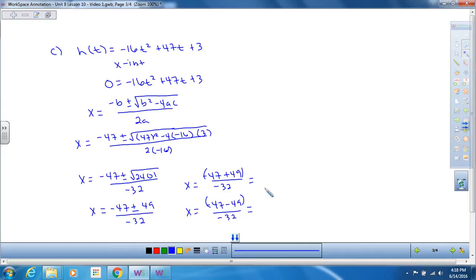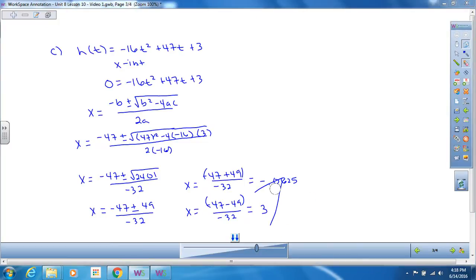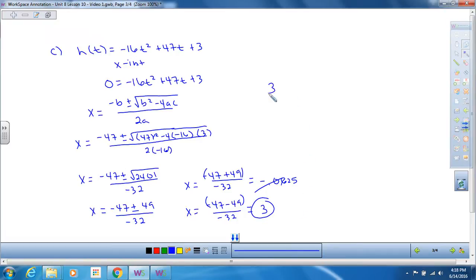So here I get negative 0.0625, and then I get 3. Well, the question was, how long will the ball be in the air? So does it make sense to have a negative answer for time? No. So I'm going to cross that one out. The only one I'm going to accept is 3. So when you have word problems, sometimes you have to throw out answers. So my answer is 3 seconds.